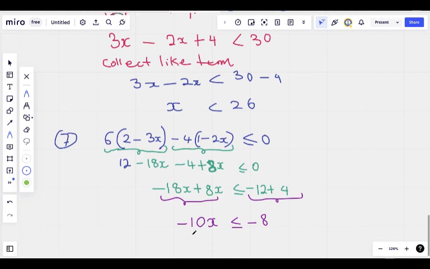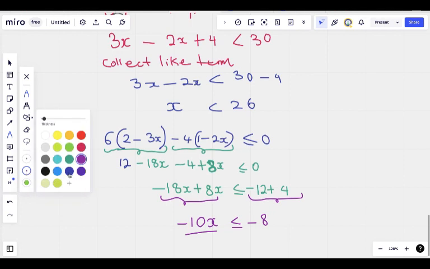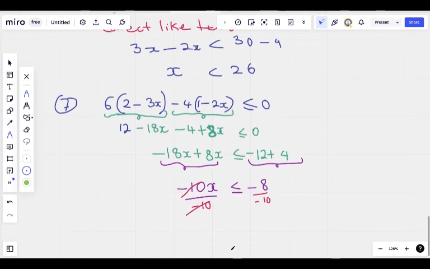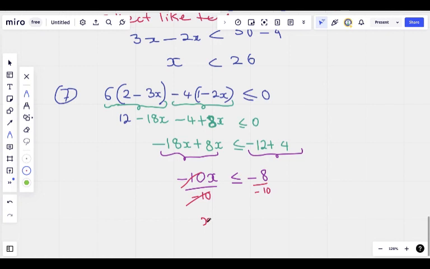So if we divide both sides by negative 10, divide here by negative 10, also divide here by negative 10. This negative 10, we cancel this negative 10. We have x left on the left. And remember, we said that when you divide by a negative, this sign will change. It's less than, now it will be greater than or equal to.